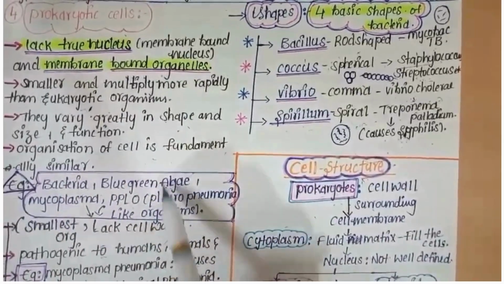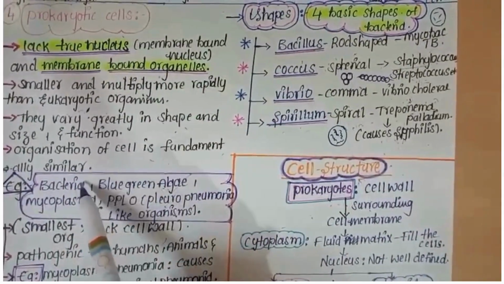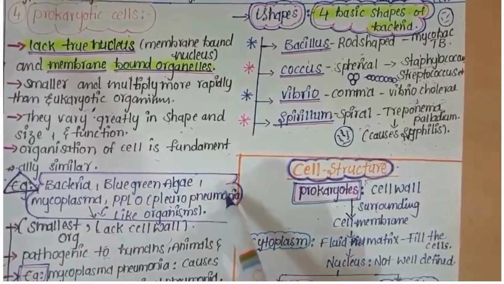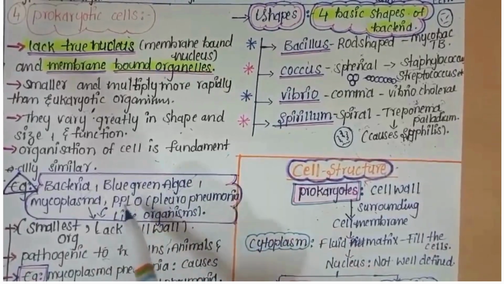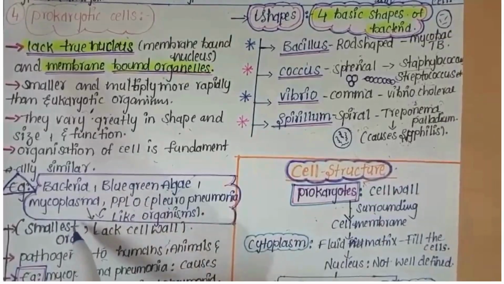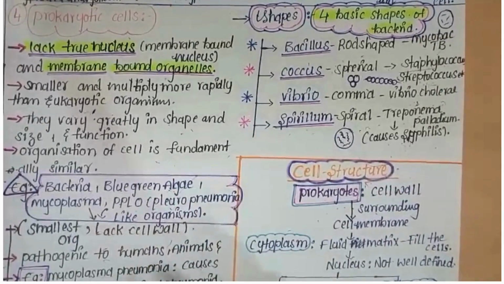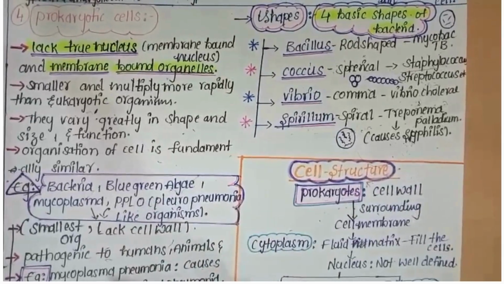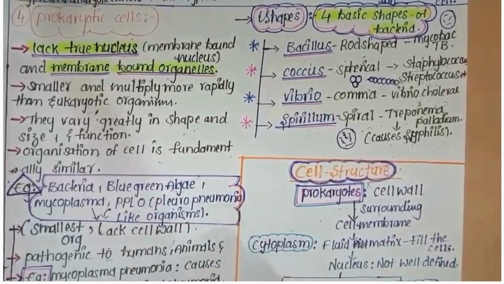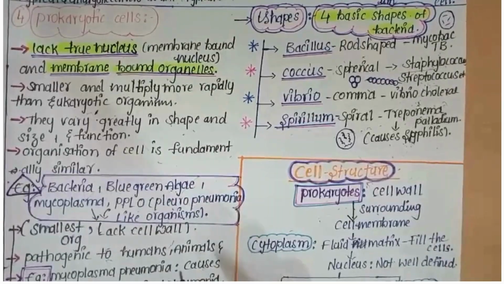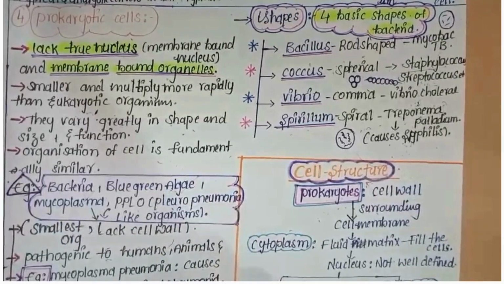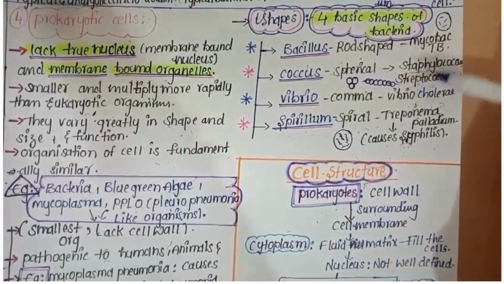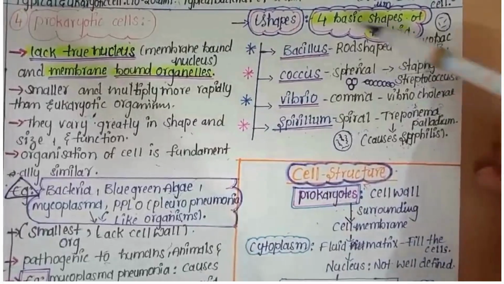Some examples of prokaryotes are bacteria, blue-green algae, mycoplasma, and pleuropneumonia-like organisms. As we all know, mycoplasmas are the smallest organisms and lack a cell wall, and are pathogenic to human beings and animals. An example is Mycoplasma pneumoniae, which causes atypical pneumonia, which is an abnormal one and requires special treatment for its cure. Here they have given 4 basic shapes of bacteria. Let's discuss them in detail.